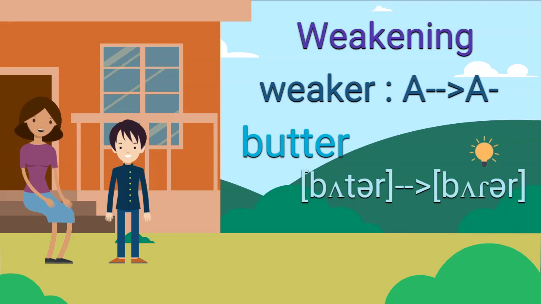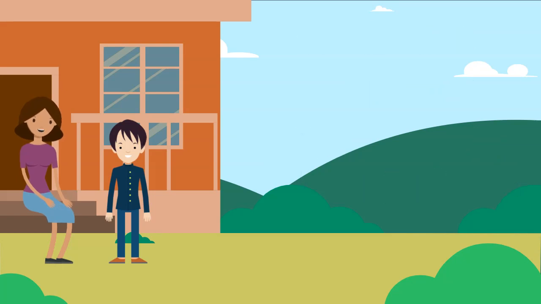Finally, this is the last rule. It is weakening. This is the opposite to the rule of strengthening, as we are trying to make the sound weaker. Like in the word butter. If it is in fast speech, we would say budder instead of butter, as d is softer than t, and we can have other words like bitter and better.